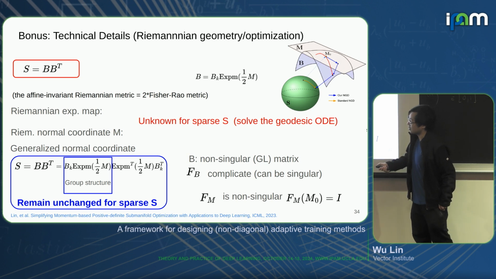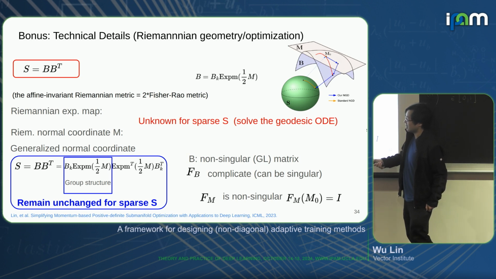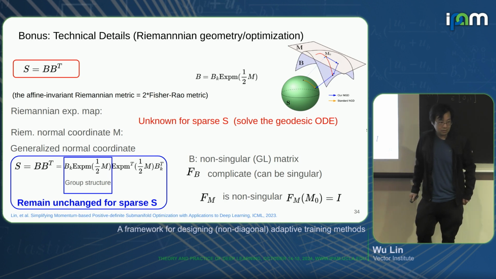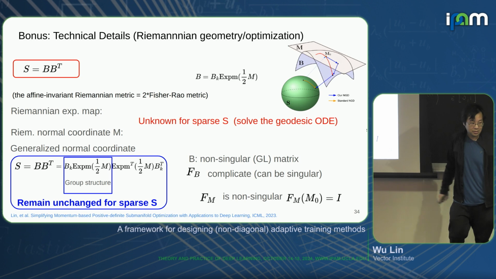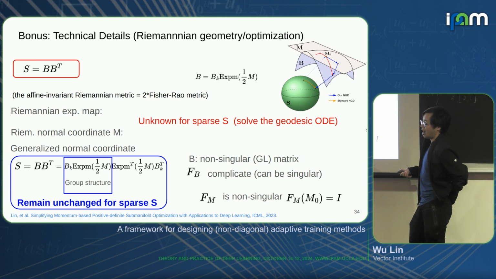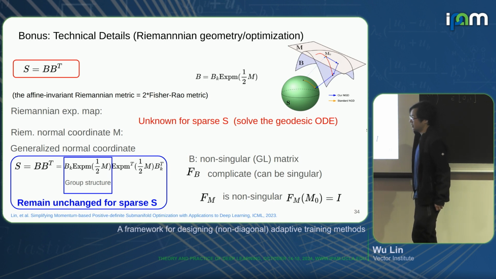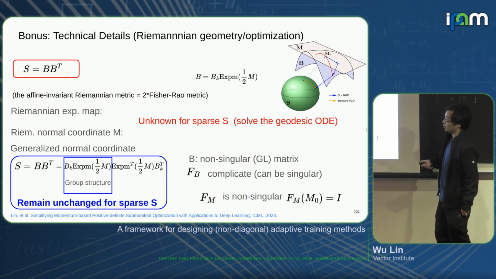now we can preserve structures here. For example, you can see there is a subgroup of lower triangular matrices. This is another lower triangular matrix. They're closed under matrix multiplication. So this is how we manually construct group structures by using generalized local coordinates.